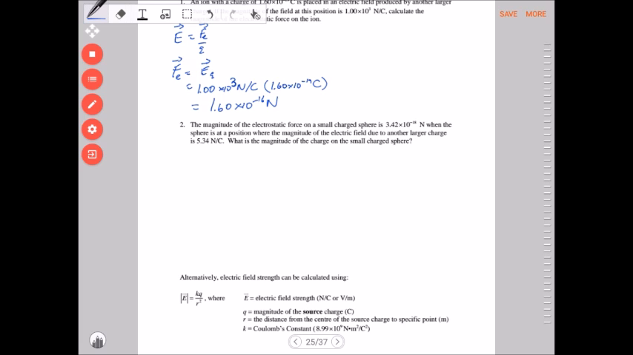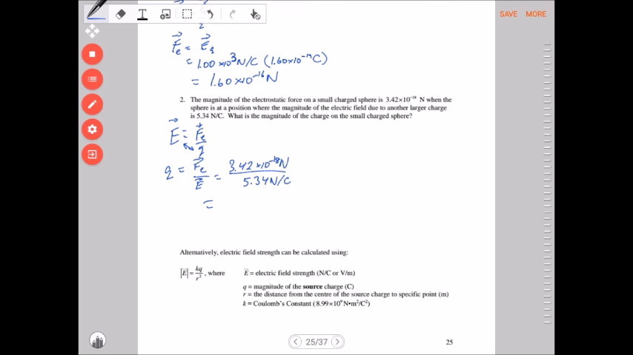So again, the formula on our formula sheet is E equals Fe over Q. So this time I'm looking for the Q. So those guys just change places. So Q equals Fe over E. Okay, so the force was 3.42 times 10 to the negative 18 newtons, and the electric field was 5.34 newtons per coulomb. Okay, and when we type that in, we end up with a charge of 6.40 times 10 to the negative 19 coulombs. And there you go. So that's that one.